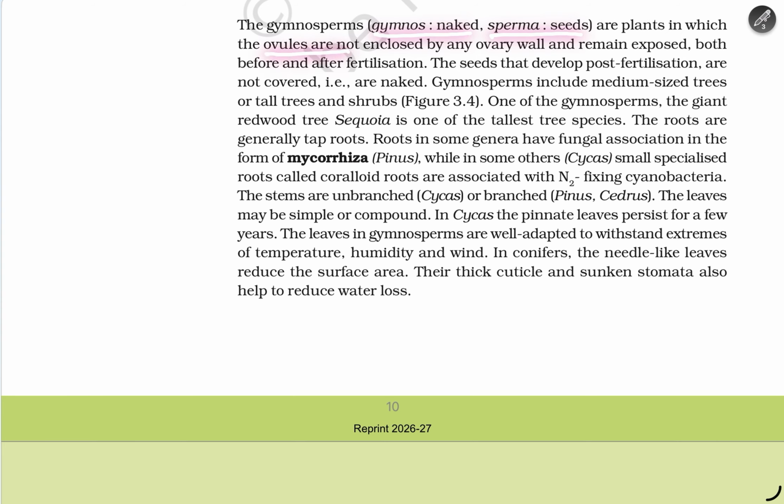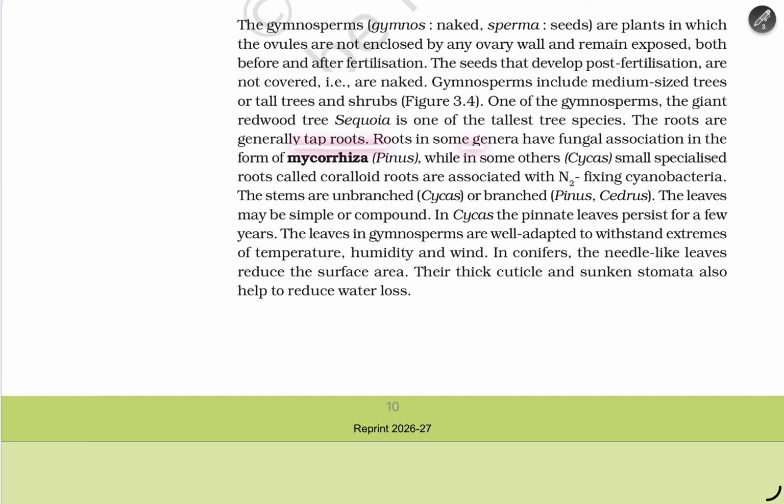ovules are not enclosed by any ovary wall and remain exposed both before and after fertilization. The seeds that develop post fertilization are not covered, that is, naked. Gymnosperms include medium-sized trees and tall shrubs. One of the gymnosperms, the giant redwood Sequoia, is one of the tallest tree species. The roots are generally tap roots.